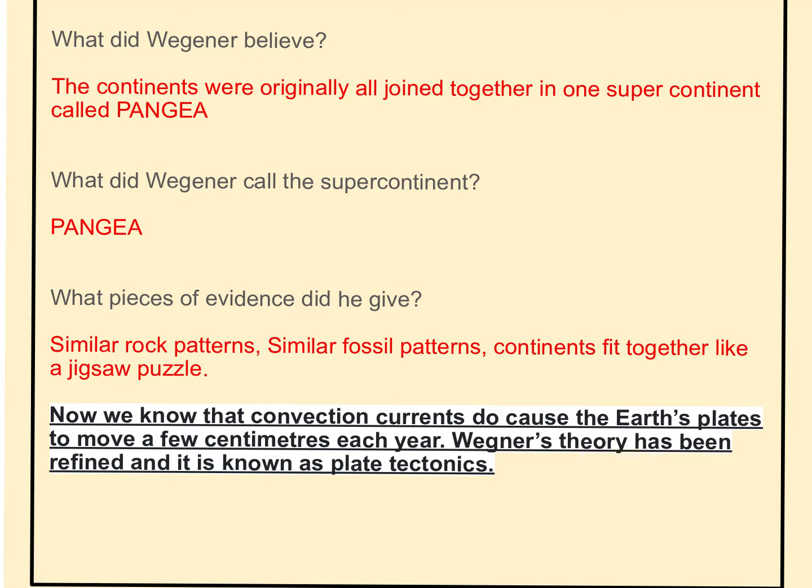He wasn't really believed, and people kind of left him to it, and he was kind of ignored in the science society. We now know that convection currents do cause earth plates to move a few centimetres a year, and Wegener's theory is now refined and known as plate tectonics. His theory was known as continental drift, that the continents were drifting.